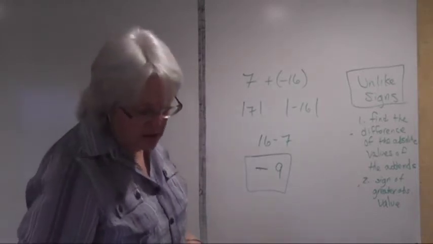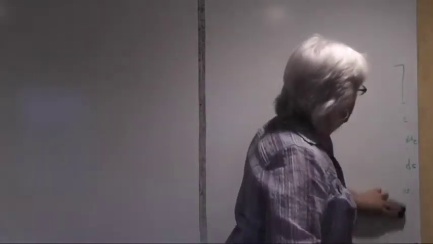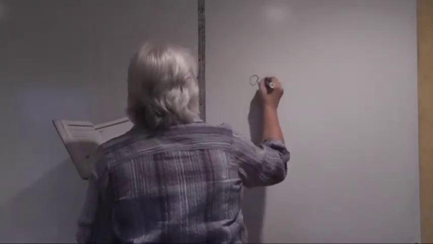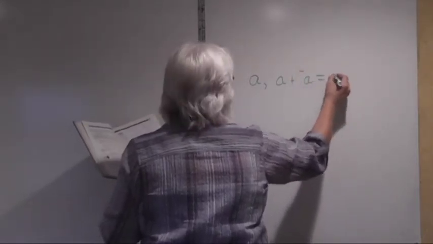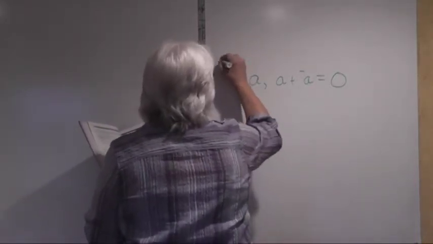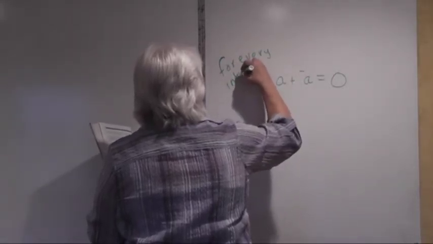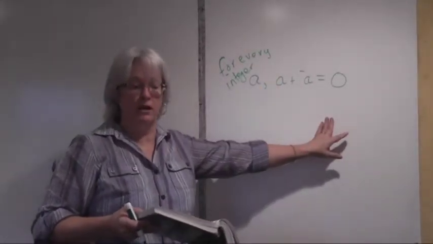Okay? The last thing that we talk about is the opposites property of addition. This says that anytime you add a number and its opposite, you always end up with 0. For every integer a, a plus the opposite of a is equal to 0.